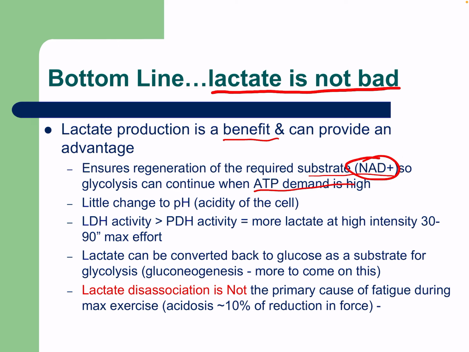So when this happens, lactate actually results in little change to pH, or the acidity of the cell. Lactate dehydrogenase activity is greater than pyruvate dehydrogenase activity. This will mean there's more lactate at a high intensity of 30 to 90 seconds max effort. Lactate can be converted back to glucose as a substrate for glycolysis. It's essentially a form of gluconeogenesis. So essentially, this is when we form glucose through a novel way to generate glucose.